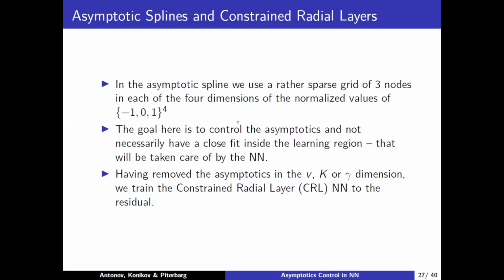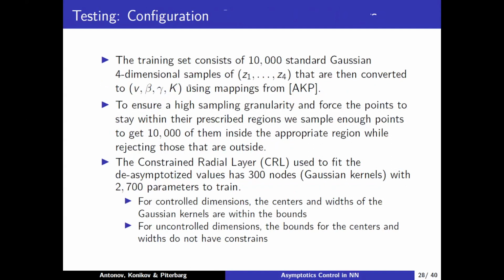So we remove this asymptotic out of the initial function, and we train our layer, which we call a constraint radial layer, to the residual function. So first we take the function, and second we calculate a spline with the same asymptotics. We subtract the initial function from the spline, so we have a residual function with 0 asymptotics in certain dimensions, and then we train our constraint radial layer with the Gaussian bells, you remember, to this residual function. So it's a 4-dimensional function again. It consists of 10,000 Gaussian samples.